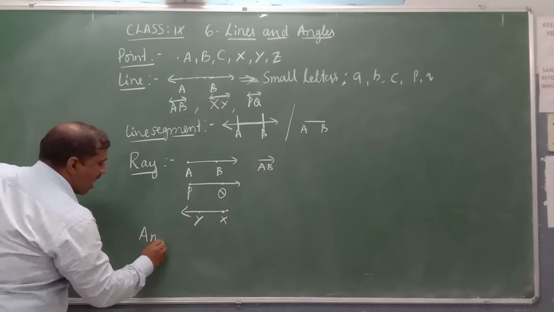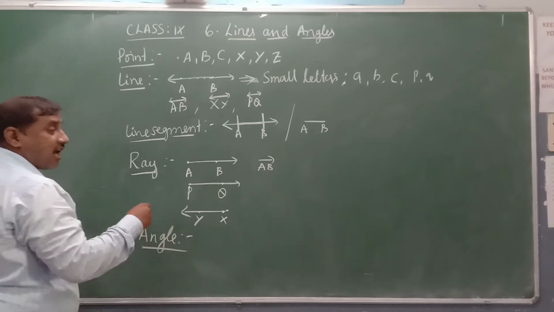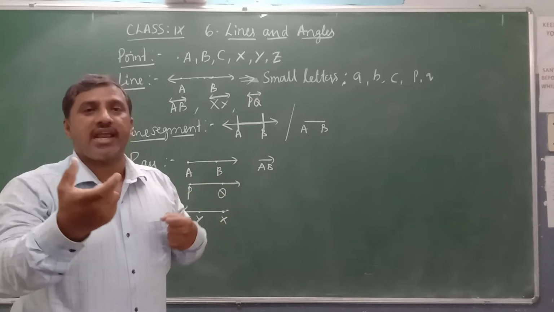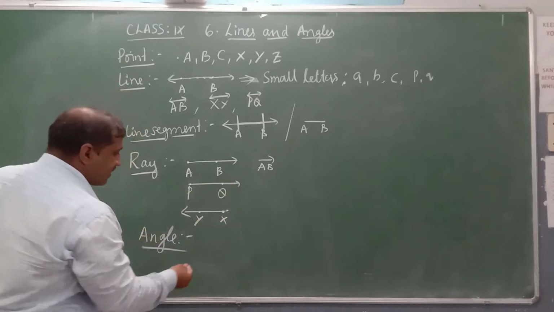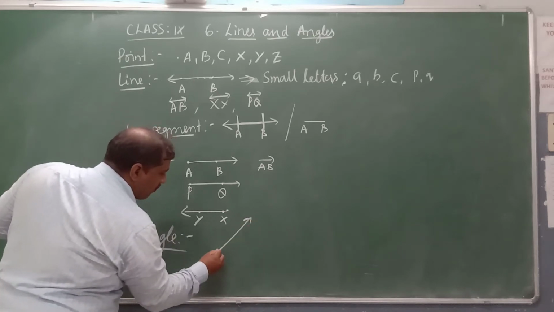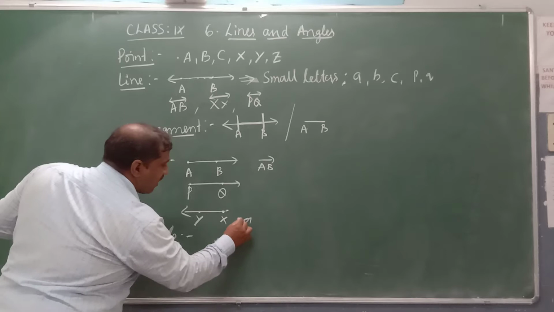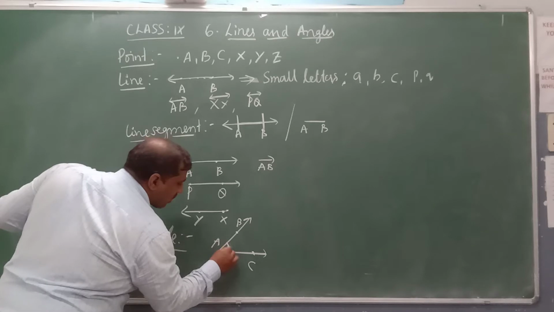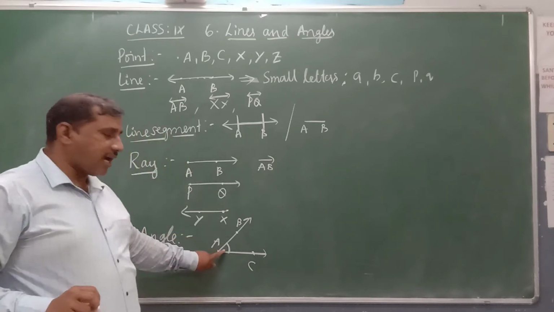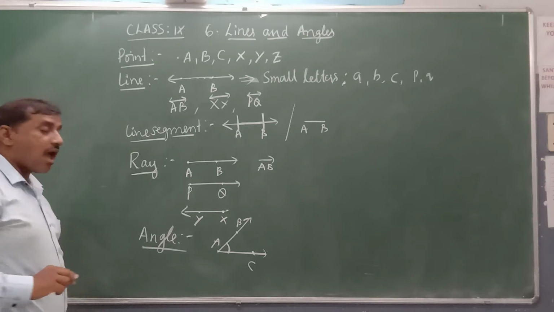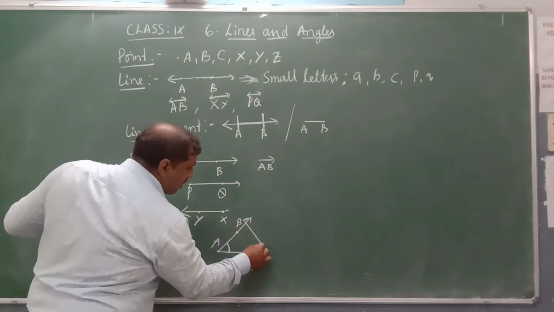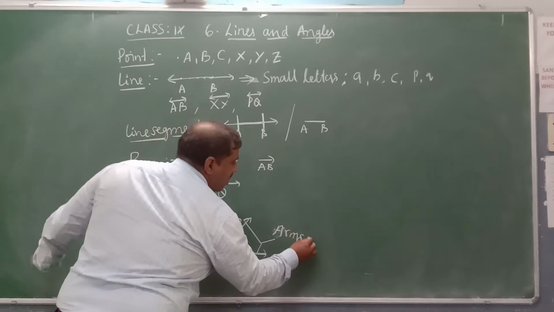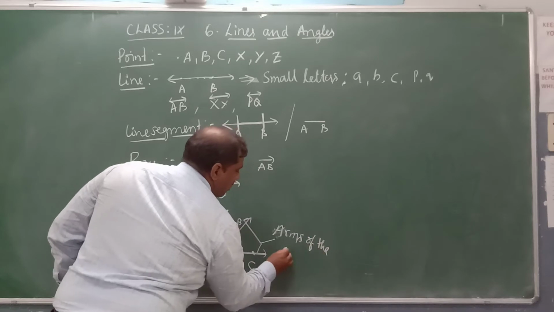Then angle. What is an angle? An angle is the geometrical figure obtained by combining two rays with their common end point. This is one ray with end point A, and one more ray AC with the same end point. When these two rays join together, they form a geometrical figure. This geometrical figure is known as an angle, and these two rays are known as the arms of the angle.